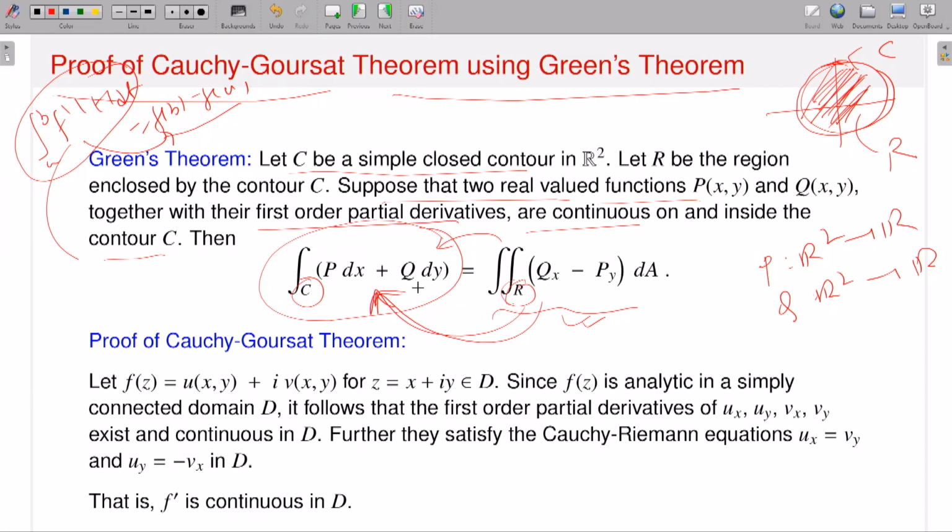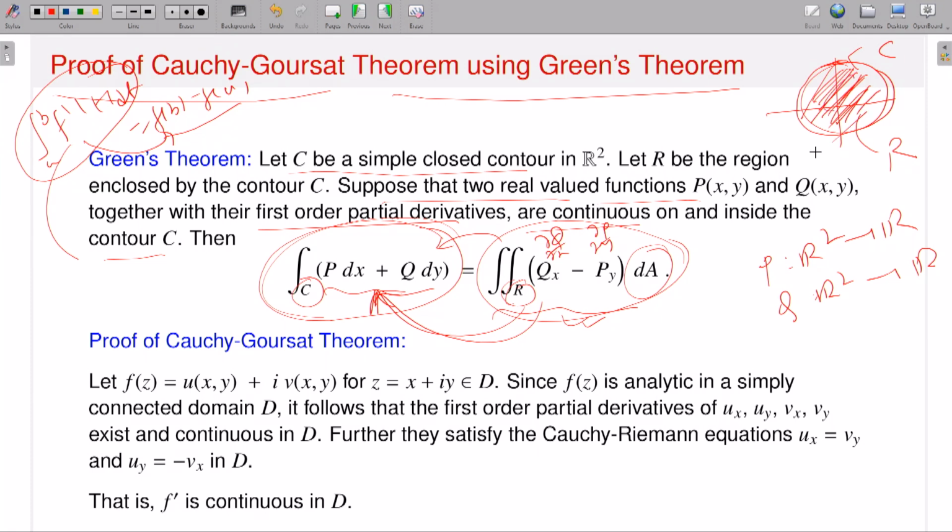But this is the statement of Green's theorem. If I have a simple closed contour in R2, and R is the region enclosed by my contour C, and if I have two nice functions P and Q from R2 to R, then the integration over C is exactly equal to the integration over R, but this time of course the integrand will change. So the integral over C of P dx plus Q dy is equal to the double integral over R of Qx minus Py, where Qx is del Q del x and Py is del P del y, the partial derivatives of Q with respect to x and P with respect to y, with respect to the area measure on R.